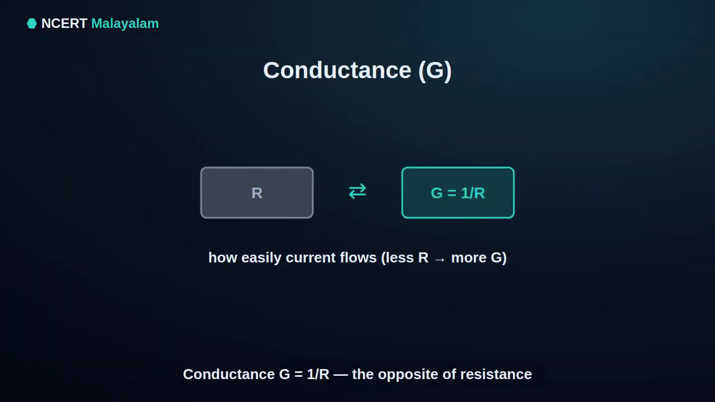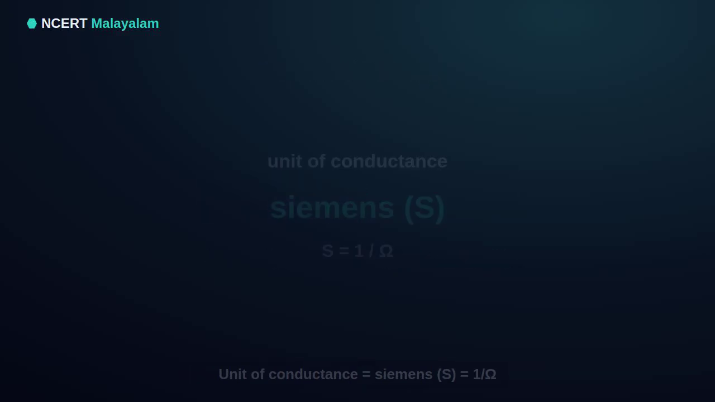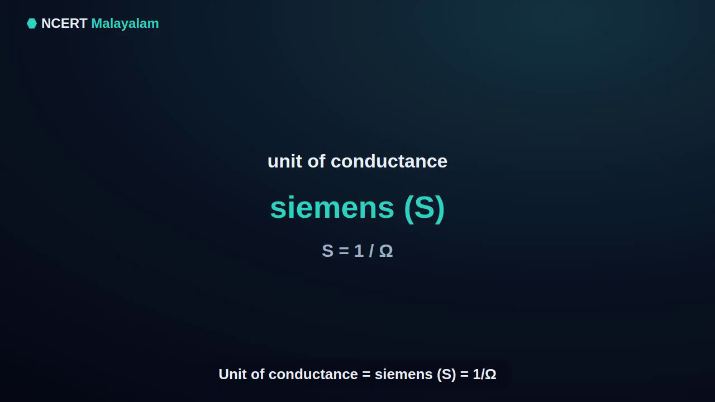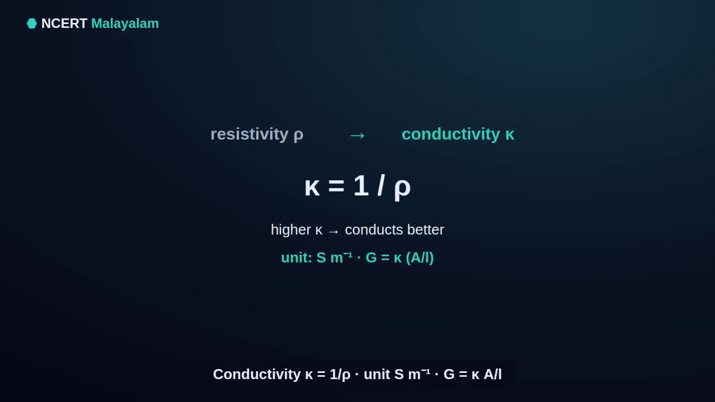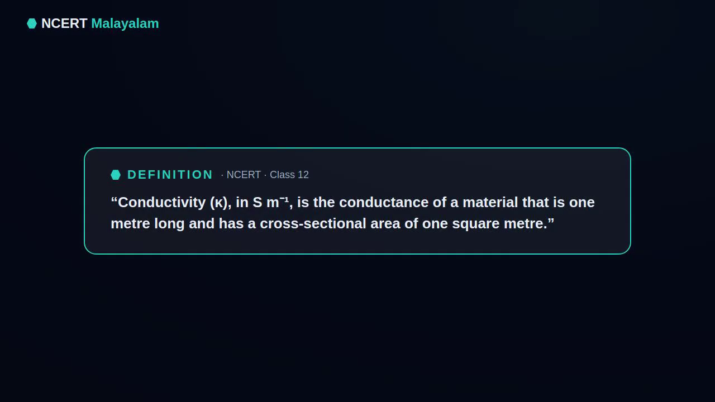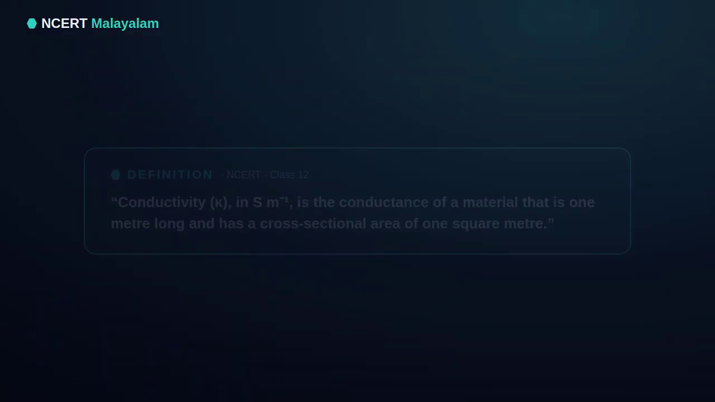Now conductance, with symbol G, is just the opposite of resistance. Conductance equals 1 divided by resistance. The unit of conductance is the Siemens, which is simply 1 divided by ohm. In the same way, conductivity kappa is 1 divided by rho. Its unit is Siemens per meter. Then conductance equals kappa times area divided by length.